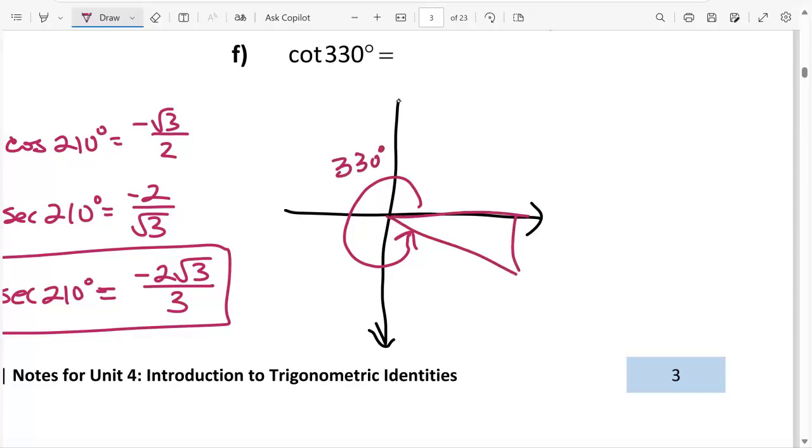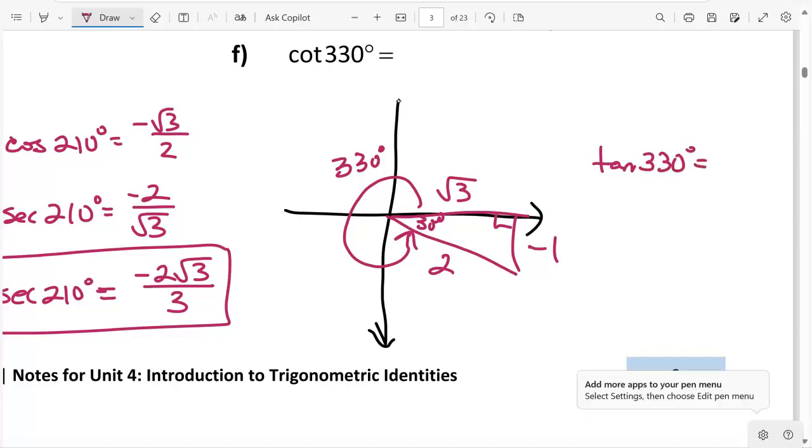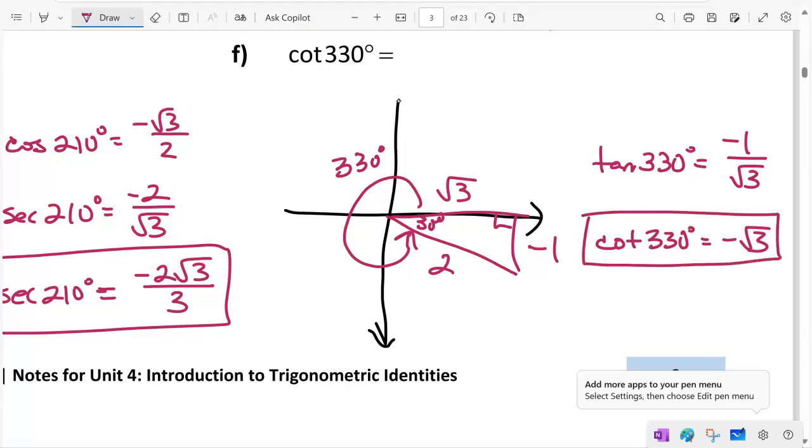That will give us a reference triangle with a 30-degree reference angle. And that gives us an opposite side of -1, adjacent of positive square root of 3, and hypotenuse 2. And cotangent is the reciprocal of tangent. So tangent of 330 degrees is the opposite side over the adjacent side. We're going to flip that over to find the cotangent of 330. And the cotangent is the reciprocal of that, which is -square root of 3.